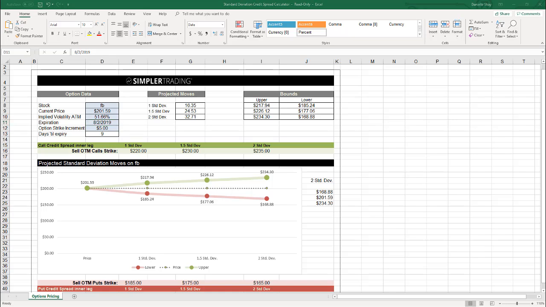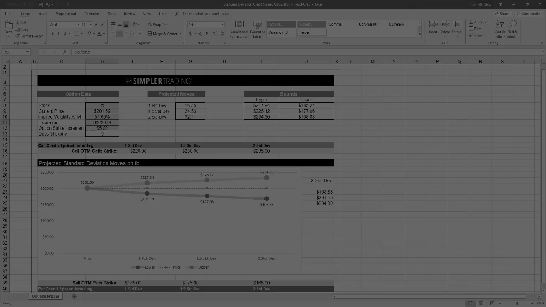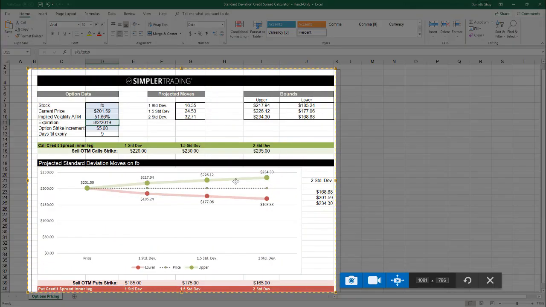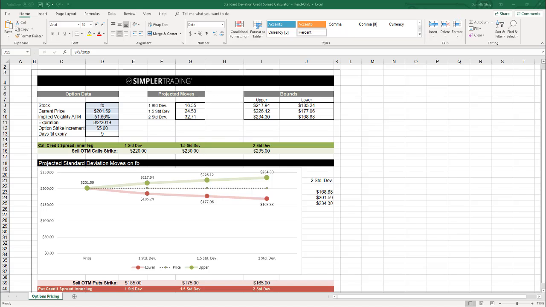So I'm going to go ahead and take a screenshot of this for our trading journal. I'm going to use Snagit, and then I'm going to go ahead and save that. All right, so what do we have here? Well, we have a situation where we have a 1 standard deviation, 1.5, and 2 standard deviation.